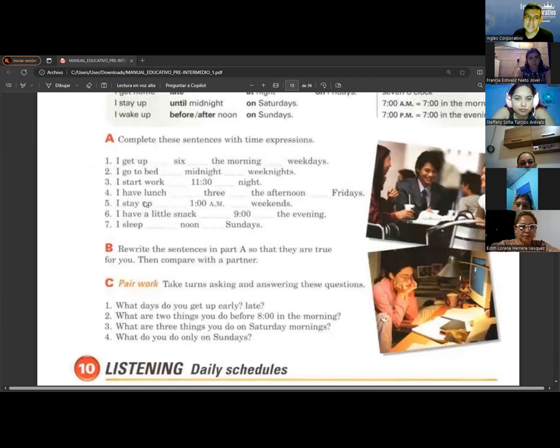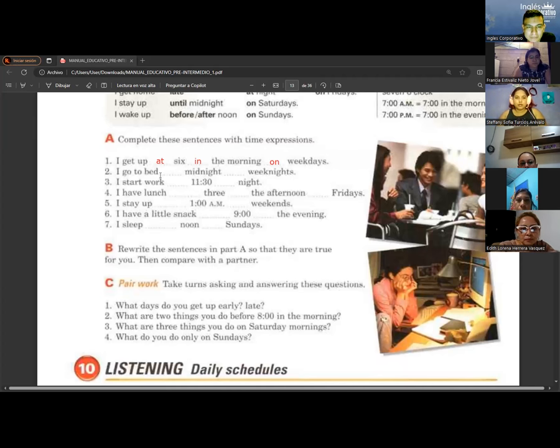Ok, y vamos a hacer este ejercicio. Complete the sentences with time expressions. Ok, I get up at six in the morning. On weekends. In the morning. At six. In the morning. On weekends. On weekdays. Very good.